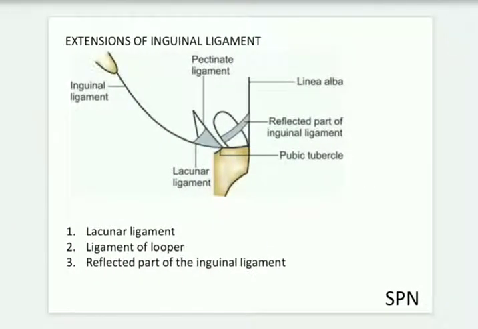And the extensions of your inguinal ligament, as you can see in this picture: there is the lacunar ligament, which looks triangular. It has anteriorly the inguinal ligament and posteriorly your pectineal ligament of the pubis. There is also the ligament of Cooper, which is an extension from the posterior part of the base of the lacunar ligament. And the third is the extension of the reflected part of the inguinal ligament. These are the extensions of the inguinal ligament.